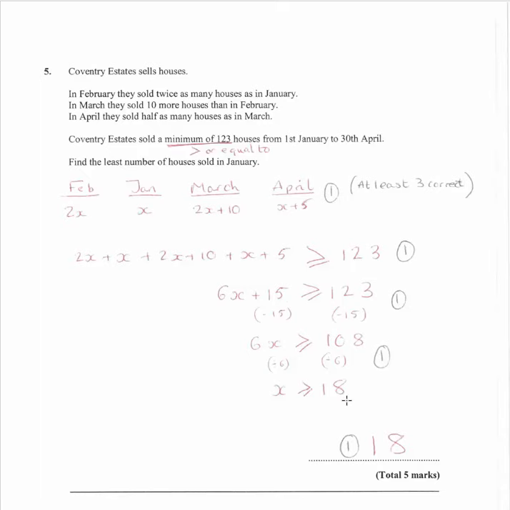Don't forget you can use a calculator, so 108 divided by 6 is easy. Don't try and do it in your head, do it on a calculator before you make a mistake. 18 is the answer. It's the smallest number that they could possibly have sold in January and got the total up to 123. So 18 is the answer. Look at the marks you've got for the steps here. It's really important you show those steps and you have a go.